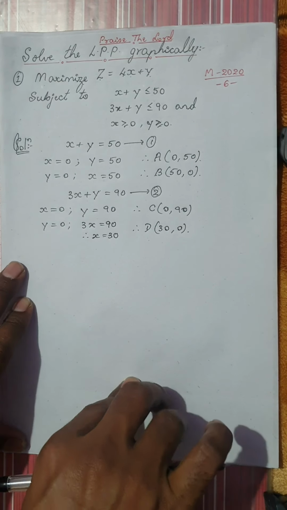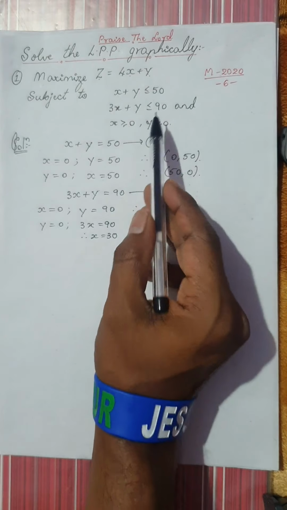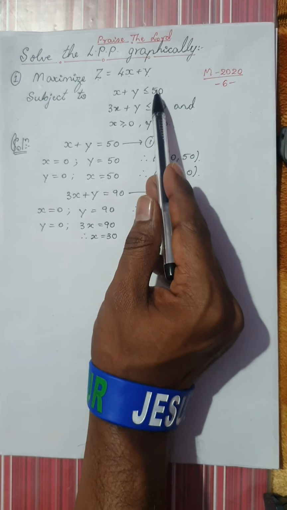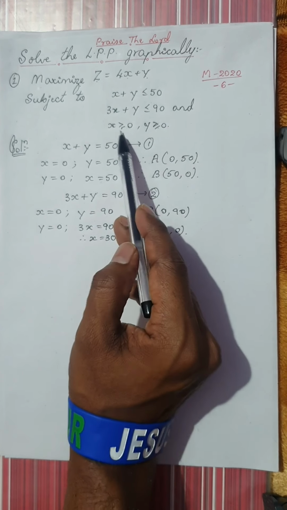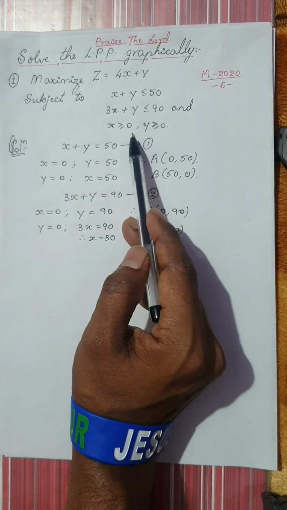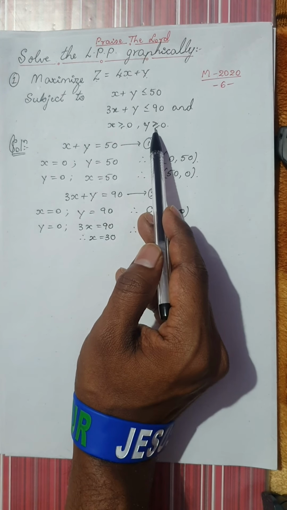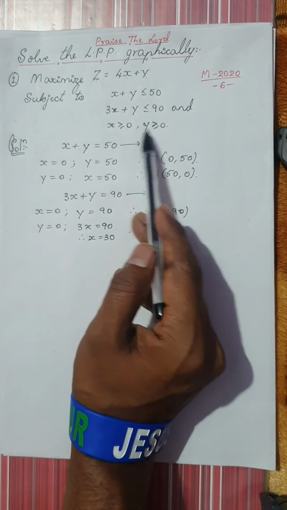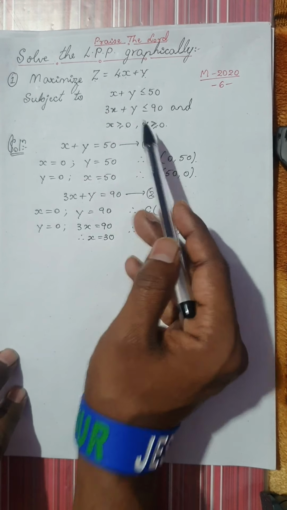Okay, so now check whether there are any other constraints here. In this question there are only 2 constraints. Now you need not worry about x greater than 0, y greater than 0. As I told you, this comes under non-negativity constraints. You have nothing to do with this inequality.